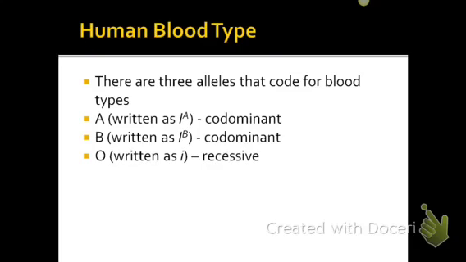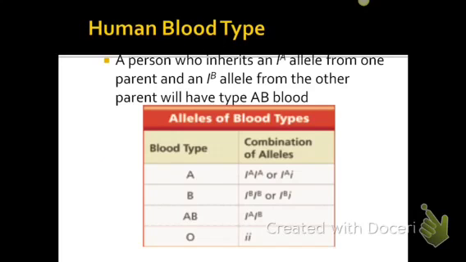Okay, when we start talking about human blood types, there's 3 alleles that code for blood types. Remember, codominant means that a third trait shows up. So we have 3 different alleles. So type A is written as capital I, capital A, because it's codominant. Type B blood is written as capital I, capital B, because it's also codominant. And then type O blood is recessive, so that is your lowercase letter. Remember, dominant traits are always capital letters, and recessive traits are always lowercase letters.